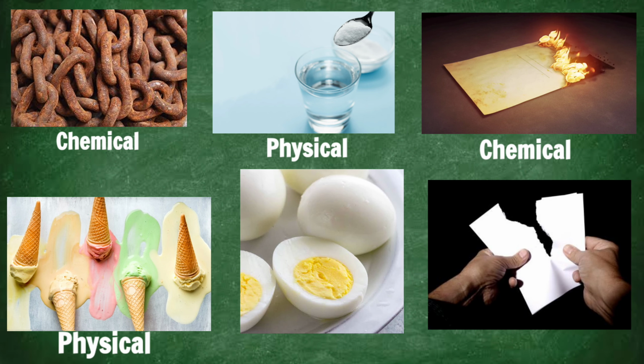Number 5, boiling an egg. Boiling an egg is a chemical change as the boiled egg cannot be taken back. Number 6, tearing of paper. This is a tricky one. It is also a physical change as there is a change in state but not in its chemical properties.